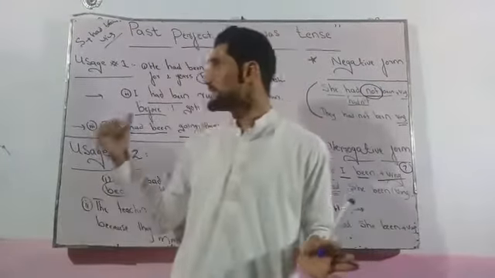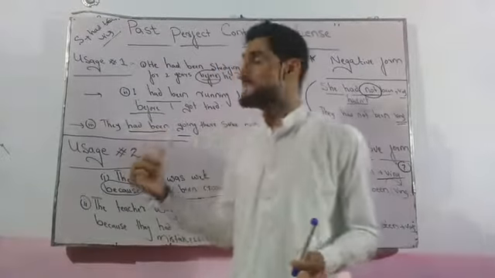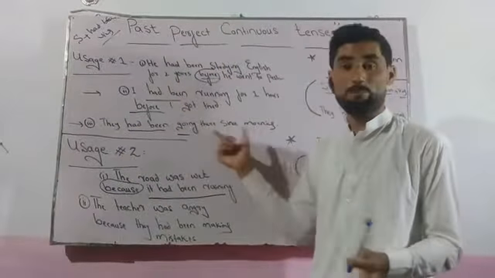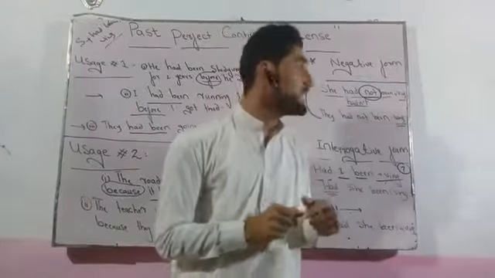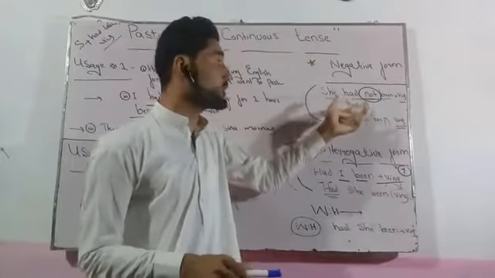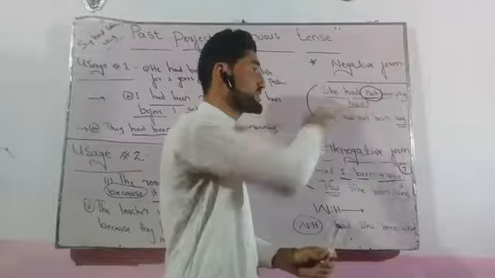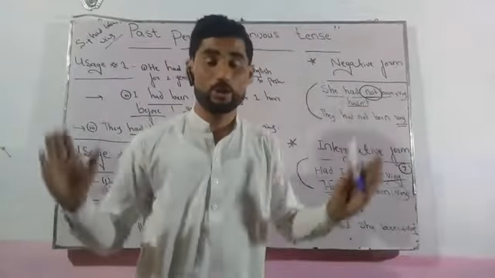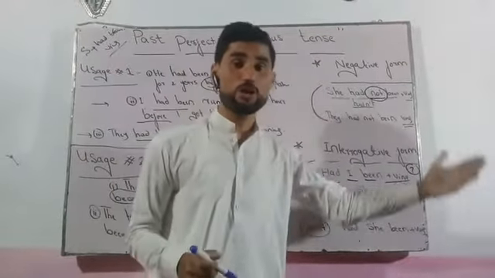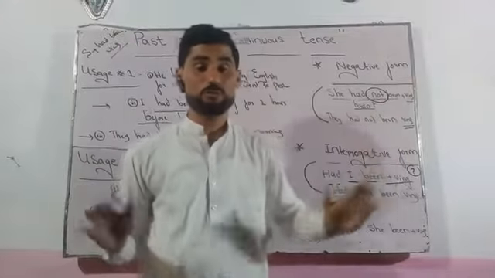In affirmative sentences, in positive sentences, I was adding here had been, and in negative sentences, I just added not in the middle of these two words. Had not been. She had not been, verb plus ing, the present participle form of the verb.